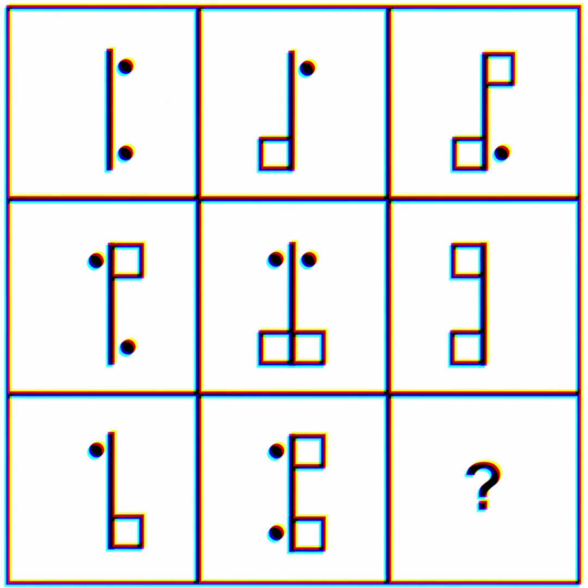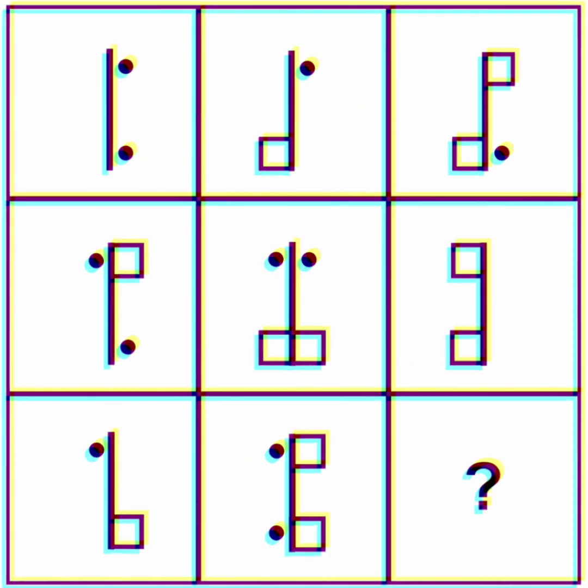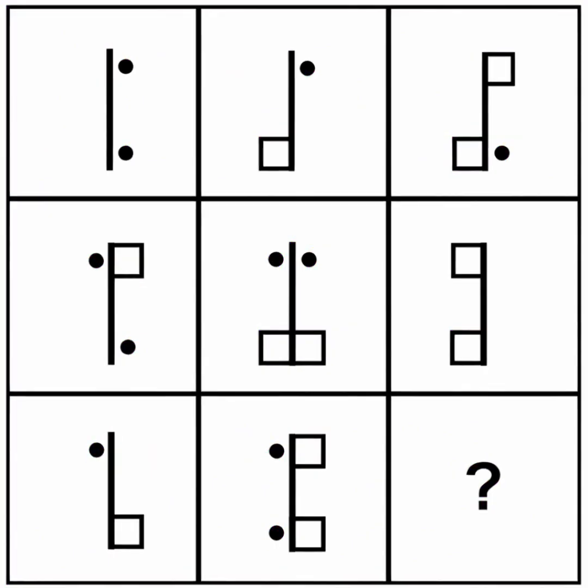Look at the first row. The first square contains two dots. The second square introduces a small square near the bottom. In the third square, the symbols move along the line and form a new arrangement. The puzzle is showing us the transformation rule.